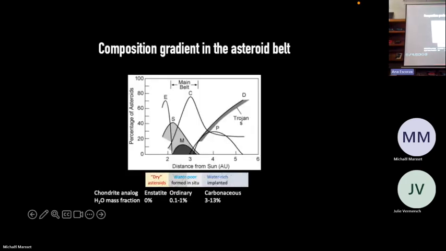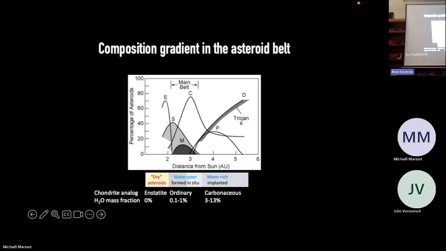So if we go back to this plot showing distribution of spectral types as a function of distance from the sun, you have this compositional gradient where you find preferentially dry asteroids in the inner edge of the belt. Then you see asteroids with a low fraction of water, from 0.1 to 1%. When I talk about water here, it's mostly hydrated silicates, phyllosilicates. Then we have water-rich objects, which were probably implanted during the phase of planetary migration. They have a few percent to maybe 10 or 15% water in total mass.